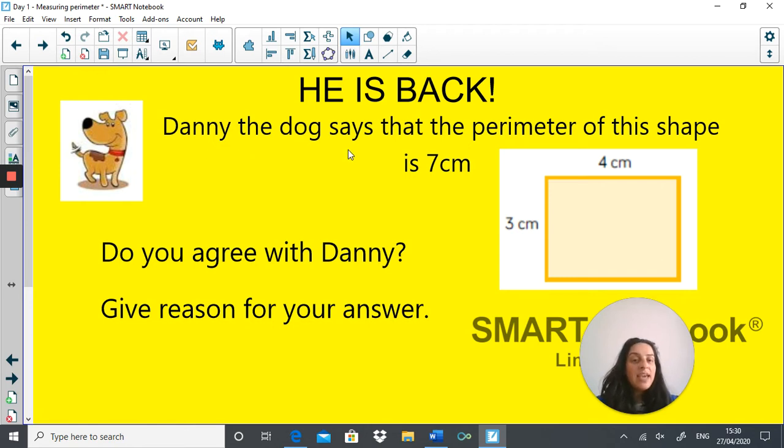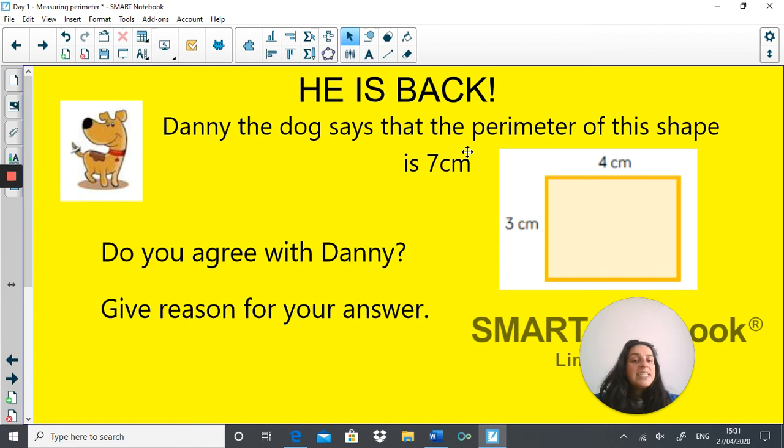So Danny the Dog says the perimeter of this shape is 7 centimetres. Now, do you agree with Danny? Or do you not agree with him? And you need to give reasons for your answer as always. And remember to answer in a full sentence. So pause the video and answer that question. So just write it out on your piece of paper.